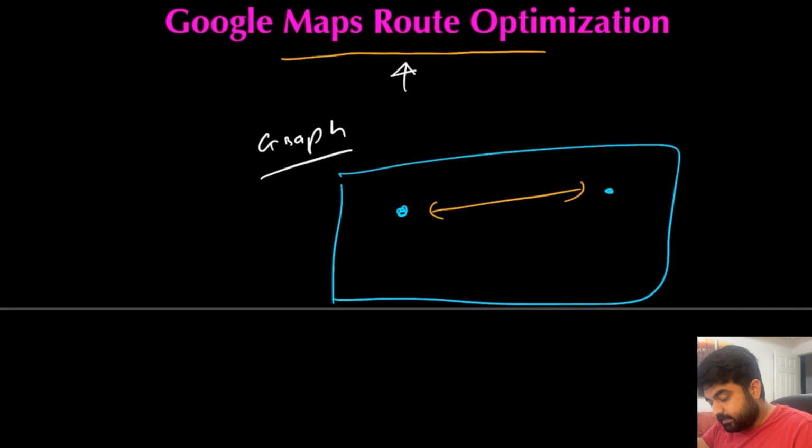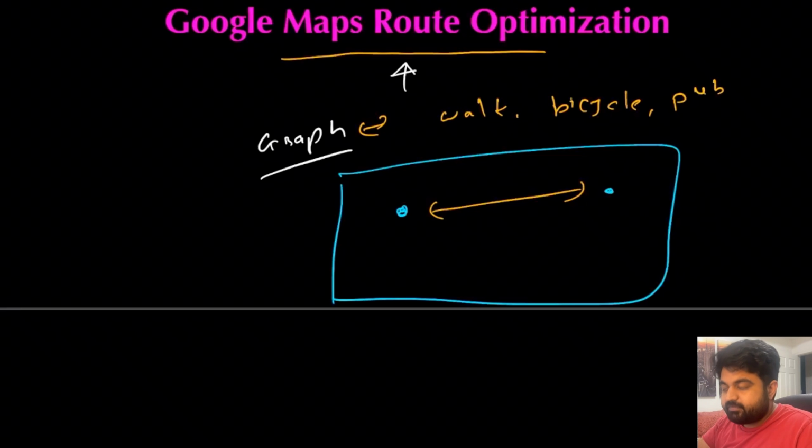On top of that, Google Maps also provides the functionality that we can choose the walking path, or the path by bicycle, or we can also choose the path by public transport. So all of these functionalities have their own variations and versions, but let's talk about the basic principle of what type of algorithm is being used here.